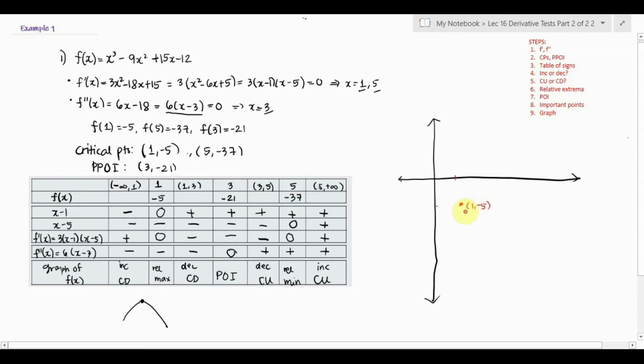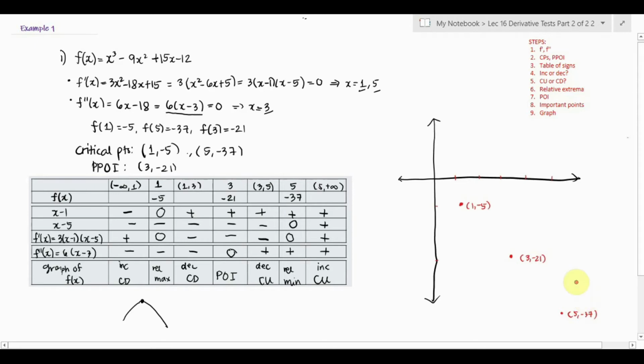Okay. So, let's say this is 1, negative 5. I-label din natin siya. We also have 3, negative 21. So, let's say somewhere here. So, pwede nyo na lang tansyahin. And lastly, we have 5, negative 37. So, that will be below this. So, maybe somewhere here. Okay. So, 5, negative 37.